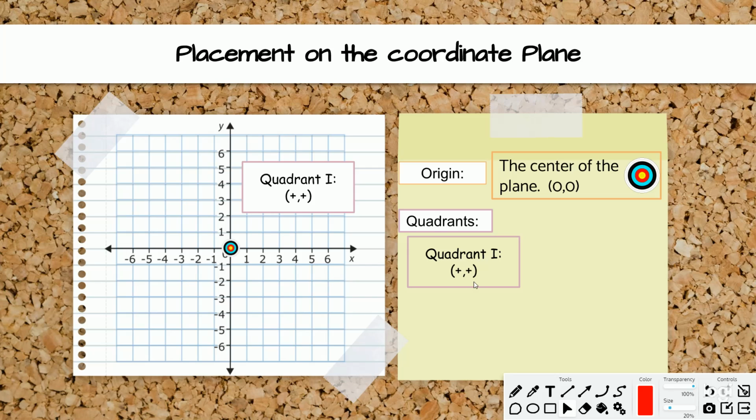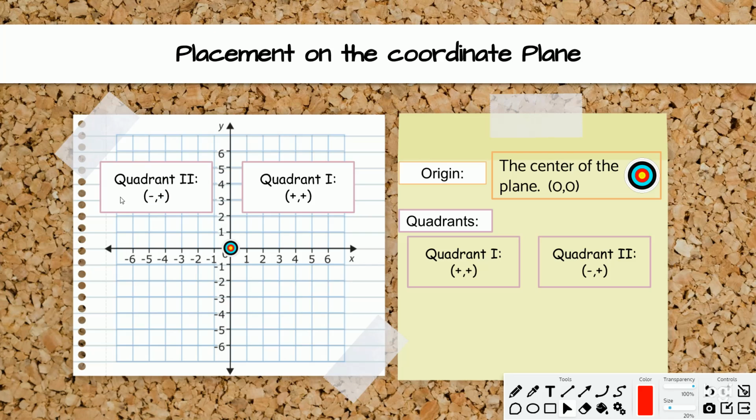And then the next one, our quadrants are going to go counterclockwise. So our next one's going to be quadrant 2, and it's negative x, positive y. So on our x-axis, the negative numbers are on the left. The positive y's are on the top. So quadrant 2 is going to be right here.